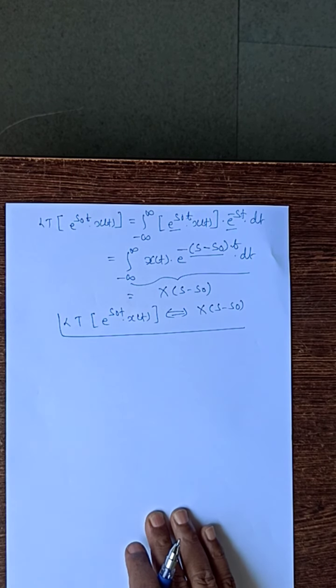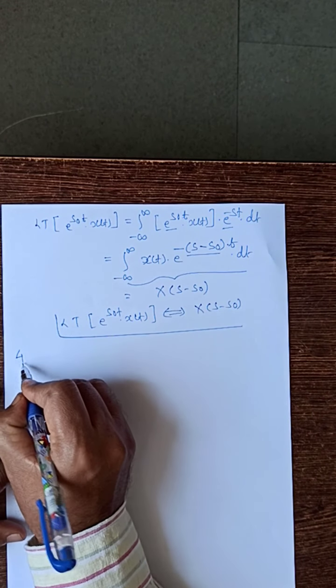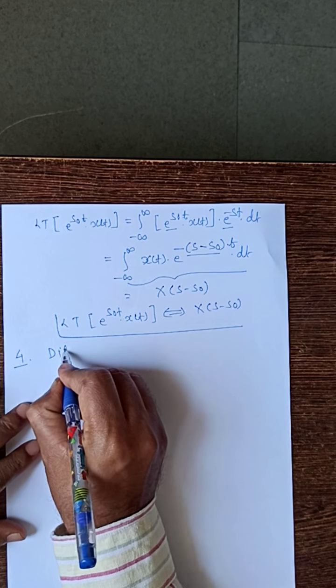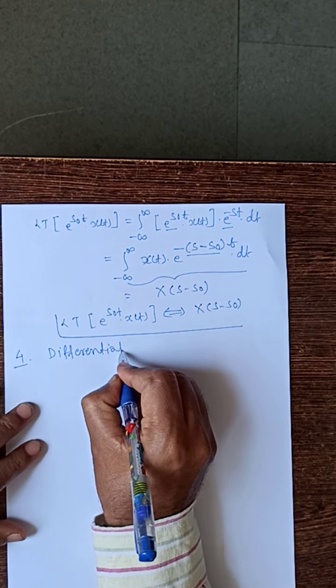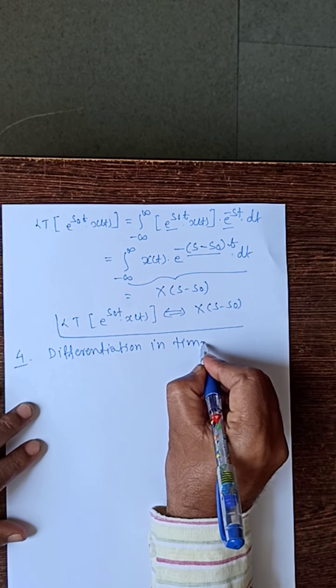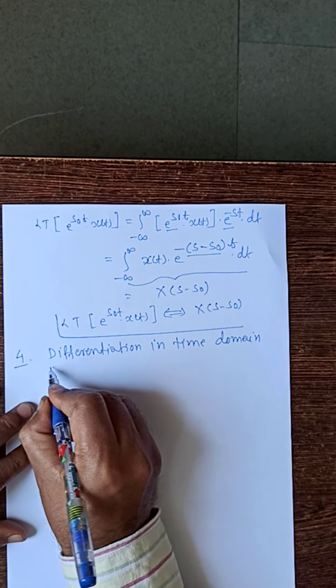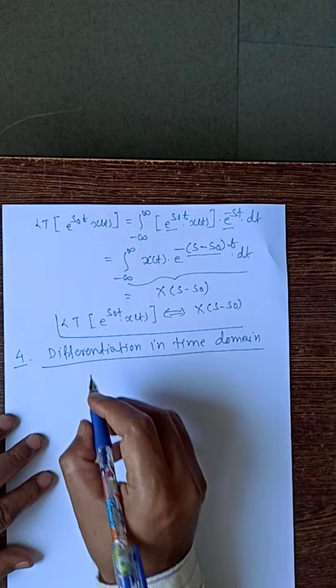And the last property that we are going to see is differentiation in time domain. Differentiation in time domain. Very simple property.